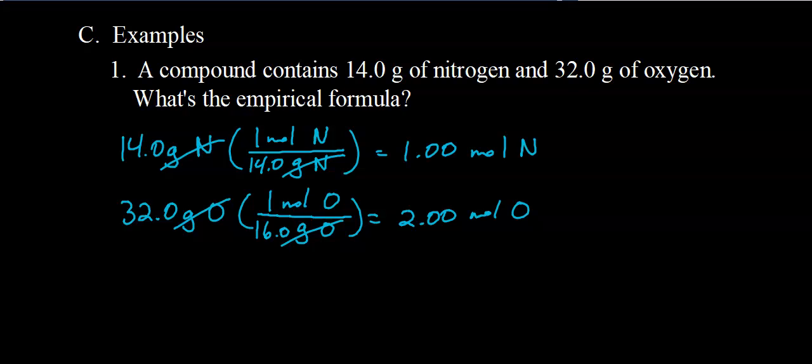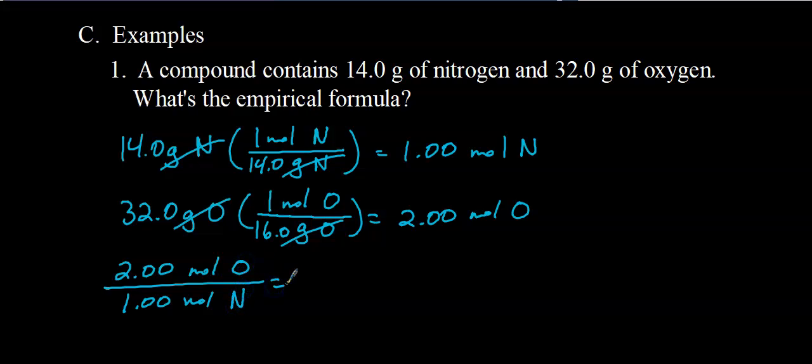Here's our next step. Once we find the moles of each atom in the compound, we're going to take the bigger number of moles and divide that by the smallest. We always do bigger divided by smaller. So let's set it up. Make sure you label correctly. I almost messed up there, so you want to keep track of what's what.